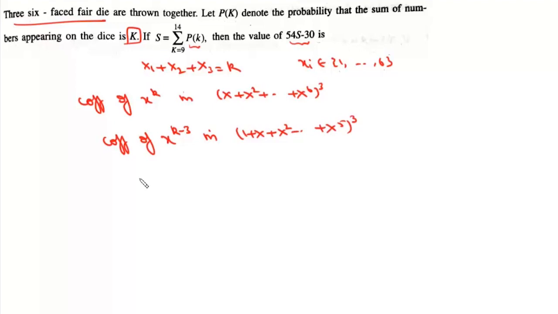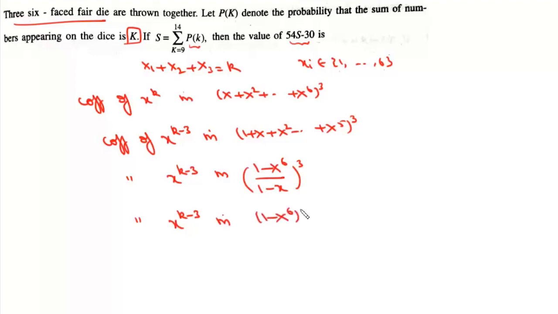Or we can write the coefficient of x to the power k minus 3 in the expansion of ((1 minus x to the power 6) upon (1 minus x)) whole cube, which is the coefficient of x to the power k minus 3 in (1 minus x to the power 6) to the power 3 into (1 minus x) to the power minus 3.